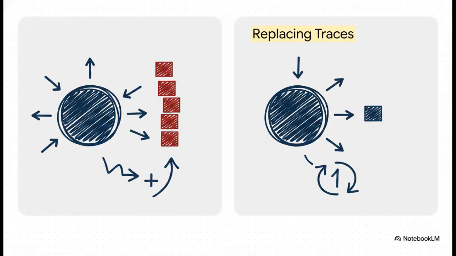Now, when you go to actually code this up, you have a choice to make. You can use accumulating traces, where every time you visit a state, you just add one to its trace. The problem is, if you get stuck in a little loop, that trace can grow bigger and bigger and bigger, and your updates can become really unstable. So what people often do instead is use replacing traces. The rule is simple. Every time you visit a state, you just stamp its trace back to 1. It keeps things from getting out of control and generally just works better and is more stable.